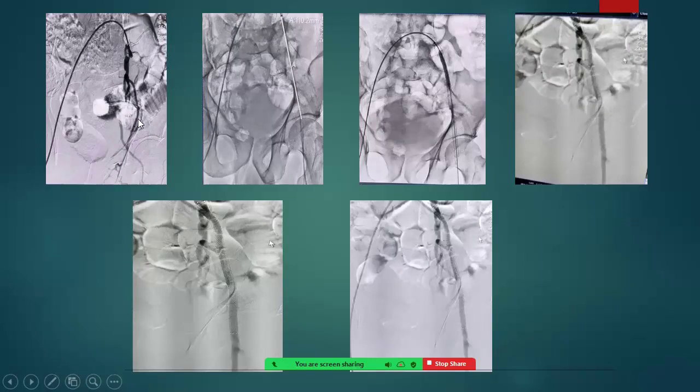So this is the thrombosed femoral vein, femoral artery here. We took the retrograde approach from the thrombosed artery and went through the thrombosed artery. We passed the guide wire, came into a true lumen, and we also have the cross puncture of the right femoral artery to see whether we are in the true lumen or not.